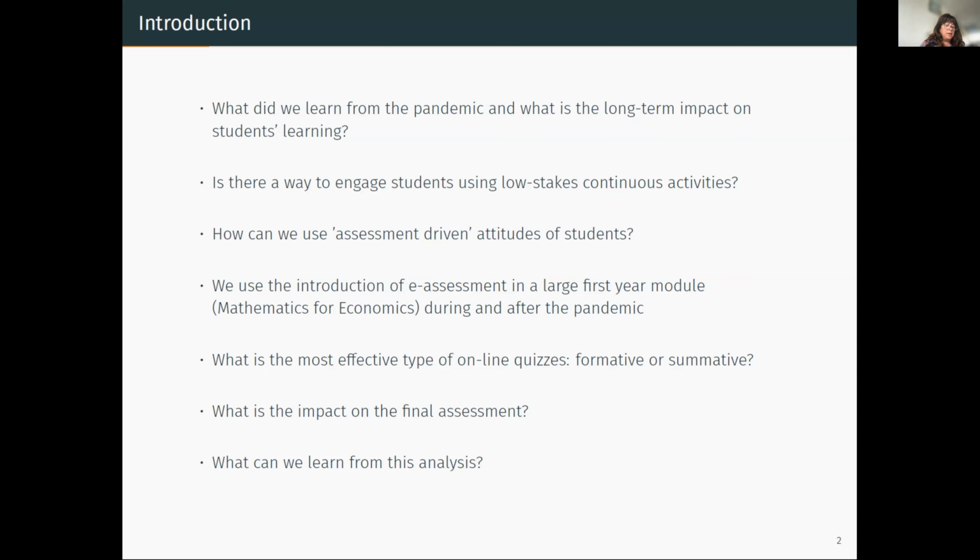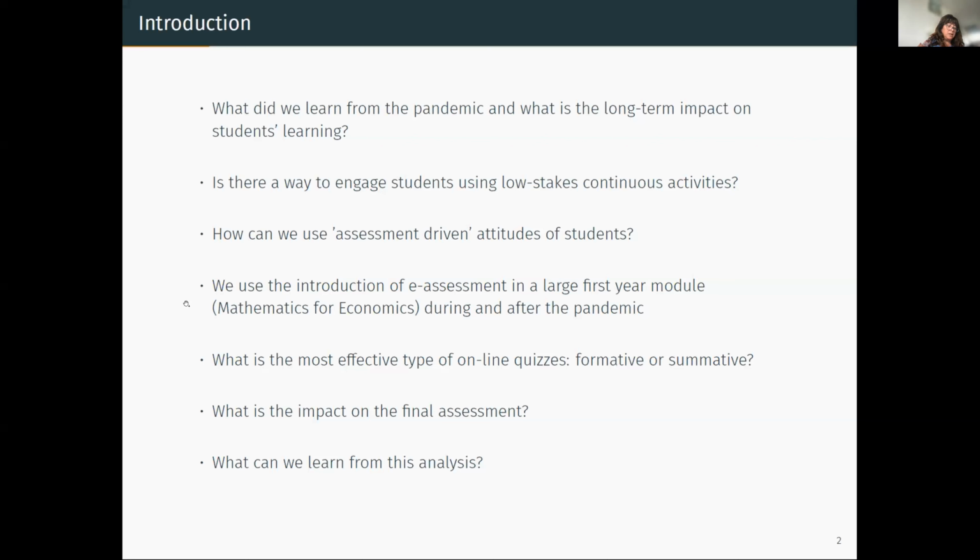The question we are asking in this project is: what is the most effective use of multiple choice questionnaires? The question is formative versus summative, and then also the long-term impact on student learning. However, the final exam must change over time, so we cannot easily compare. So we are presenting something else.